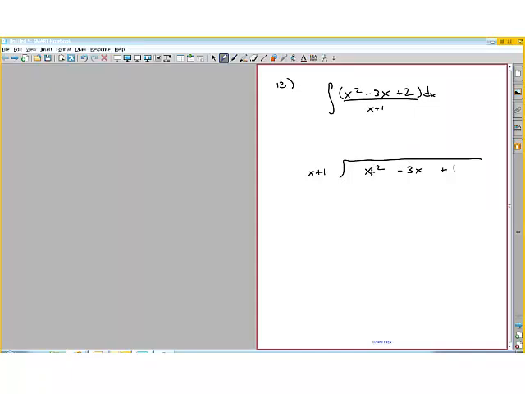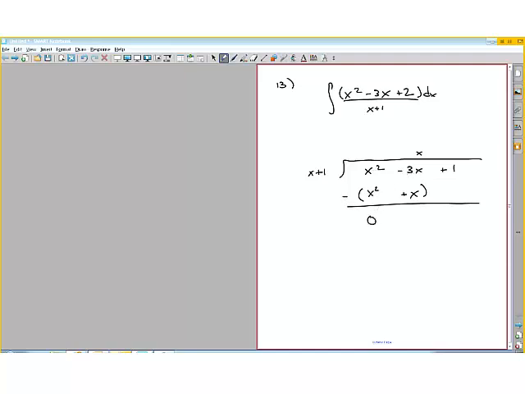So you say, what do I need to multiply x by, my largest term here, to get x squared? Well, the answer would be x. So you take x times x is x squared. x times 1 is x. And then we subtract these to eliminate this term. So x squared minus x squared is 0.